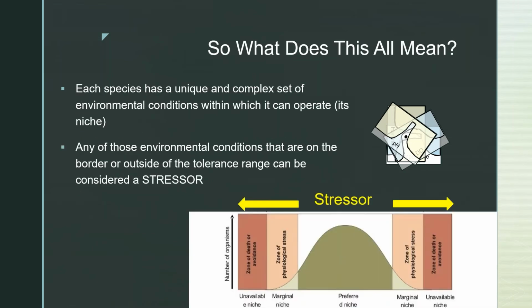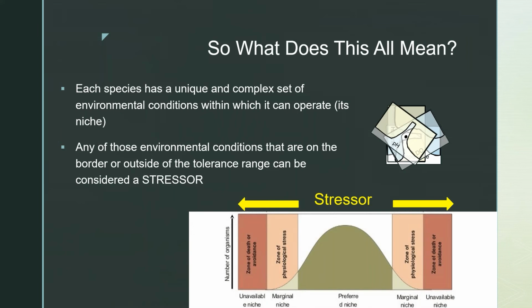So what does this all mean? Well, each species has a unique and complex set of environmental conditions within which it can operate. We call that its niche. And if any of those environmental conditions begin to move in one direction or another, then we begin to bump up against some of these tolerance ranges. As we get closer and closer to the ultimate tolerance range, we begin to develop stress.